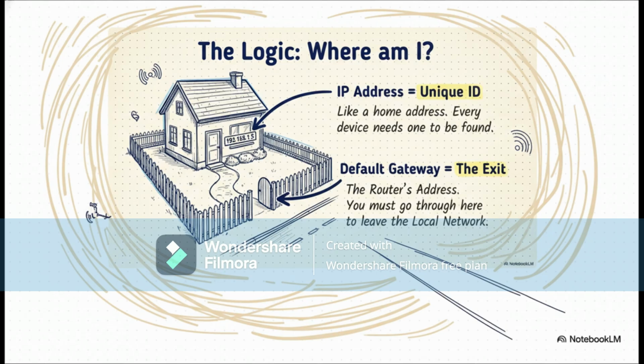Think of your computer as this house. Its unique street address, that's its IP address. It's a one-of-a-kind number that nobody else on the network has. And see that little gate leading out to the main road? That's your default gateway. It's the address of your router, the only way out to the internet.